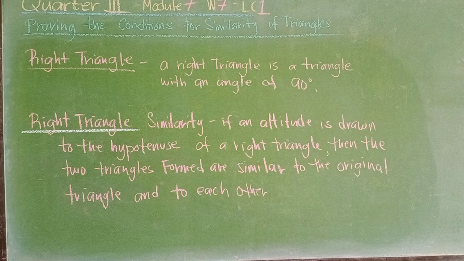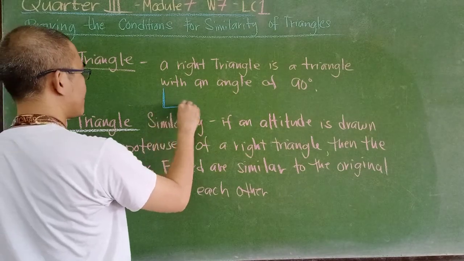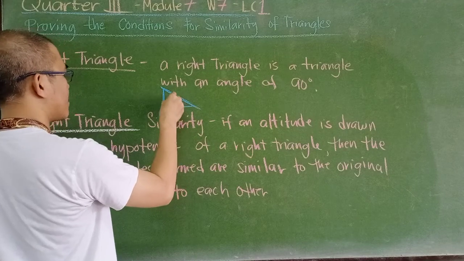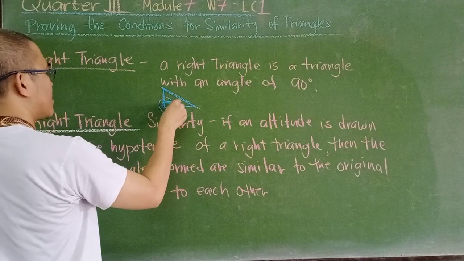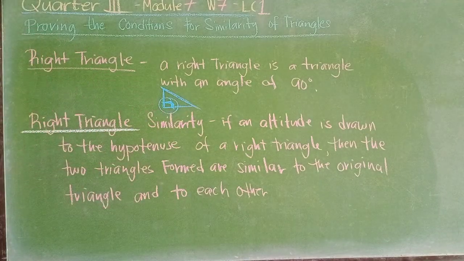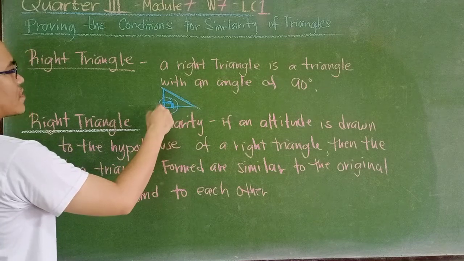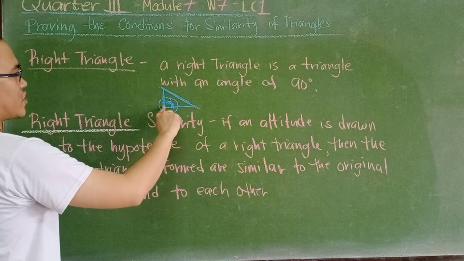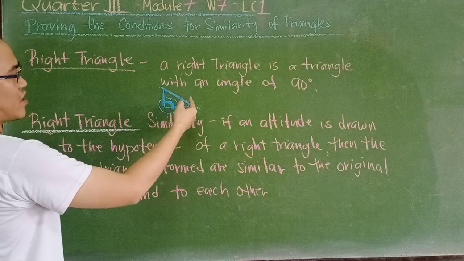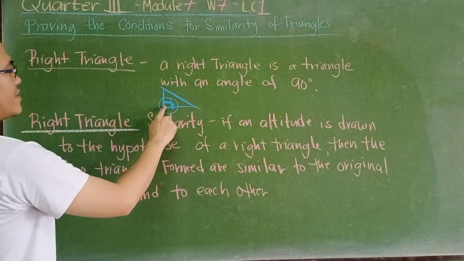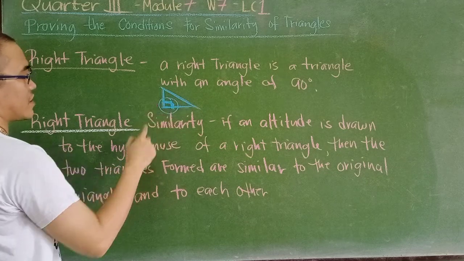So, any triangle na nag-include ng 90 degrees is a right triangle. And then, yung pinakamahabang part ng triangle natin o yung side opposite doon sa right angle will be yung tinatawag nilang hypotenuse. And then, these two, yung tinatawag na legs.